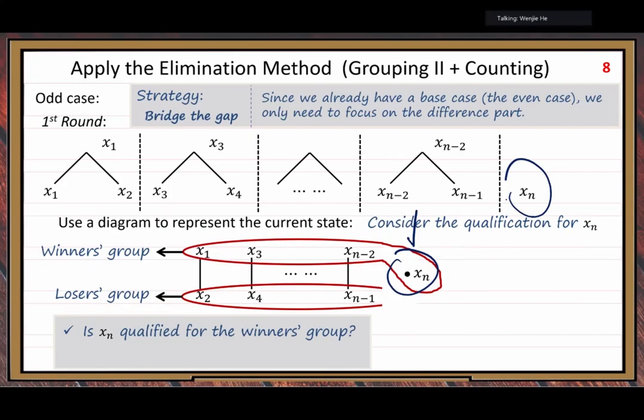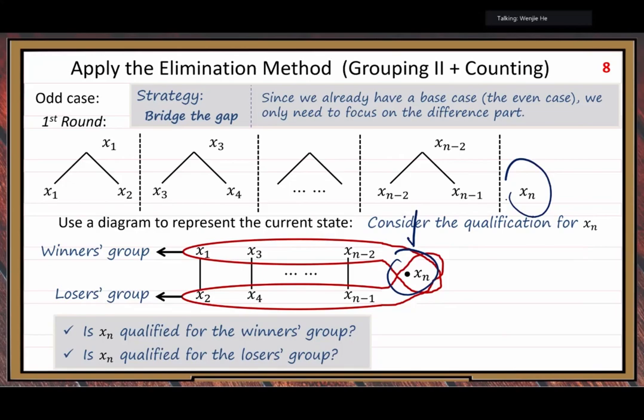Is xn qualified for the minimum? Is xn qualified for the losers group? Is there a chance for xn to be the minimum? Yes. There is no reason to eliminate xn for the minimum, right? No reason for it. That means we should also put xn in the losers group.